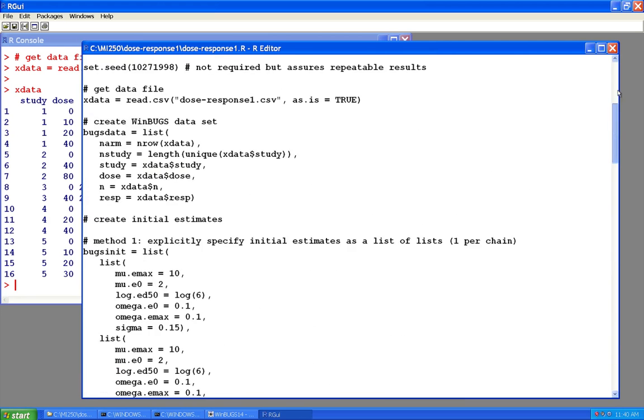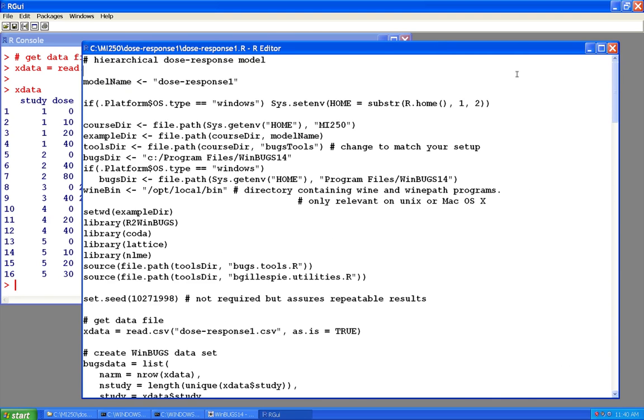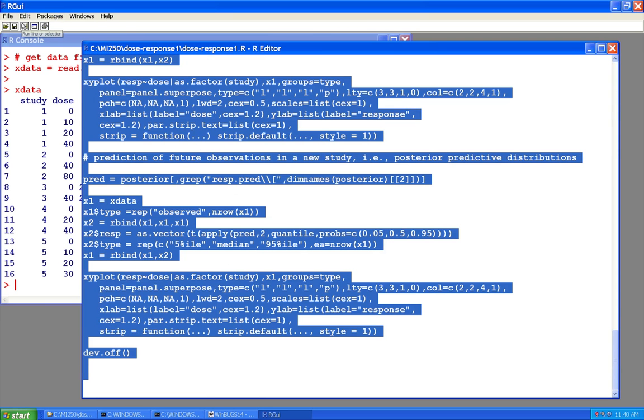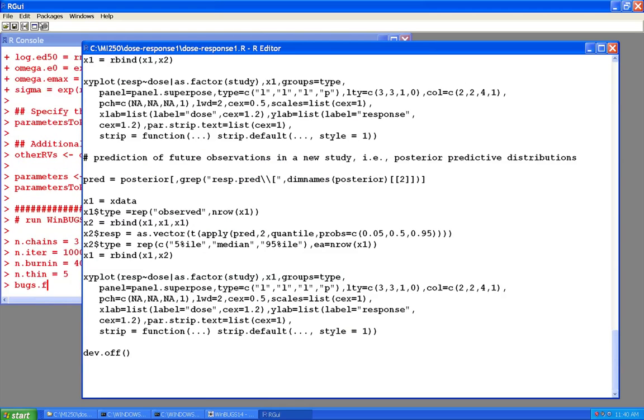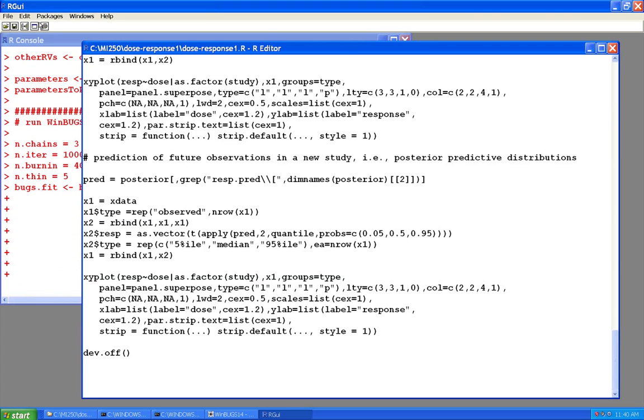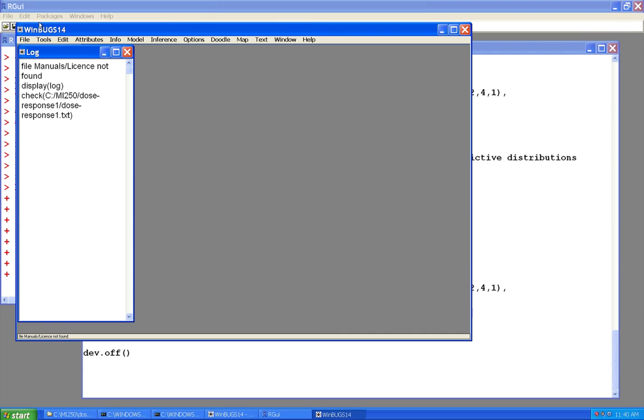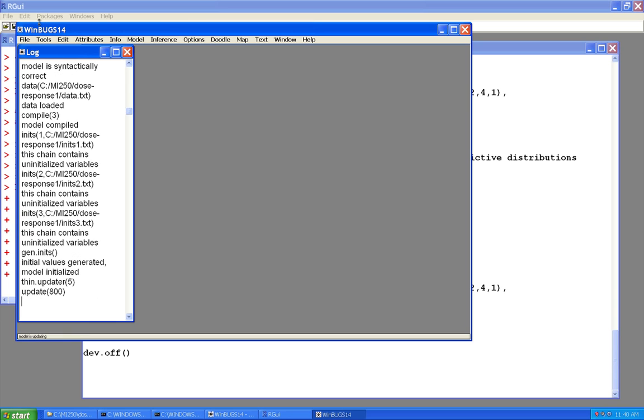I forget how long this takes. I don't think it's too bad because it's a pretty small data set. So why don't I go ahead and just select the whole kit and caboodle here and run it. So it should go down. It should fire up our bugs in a moment. There we go. Bugs is running.